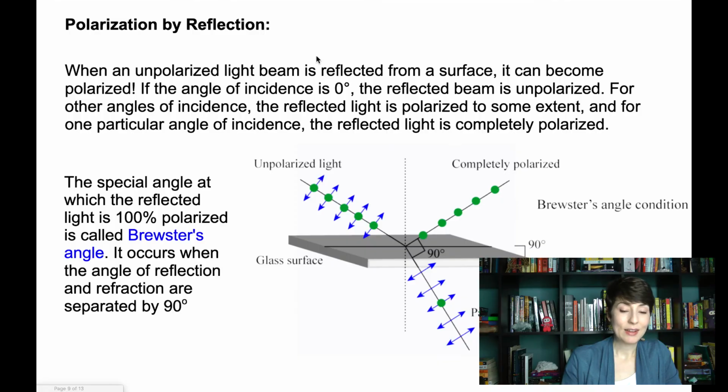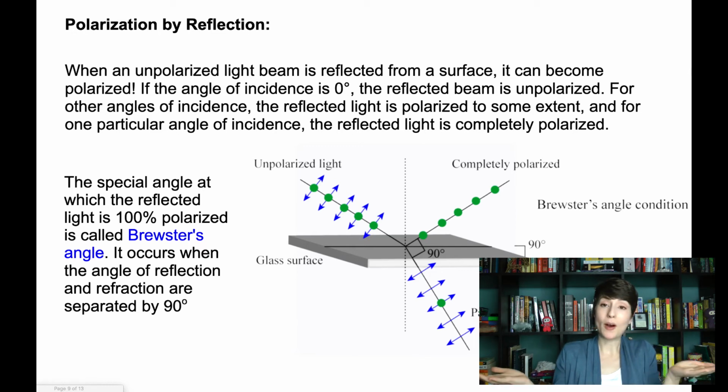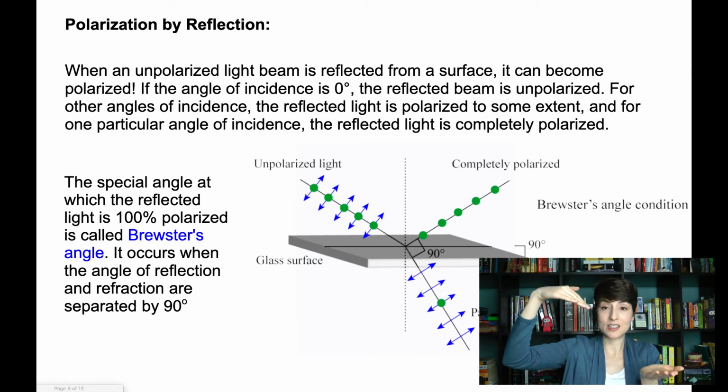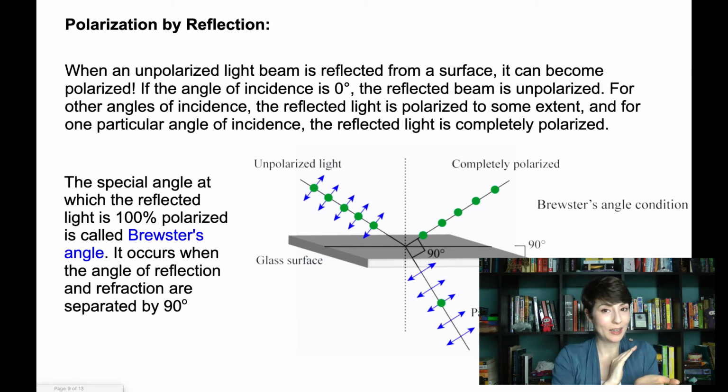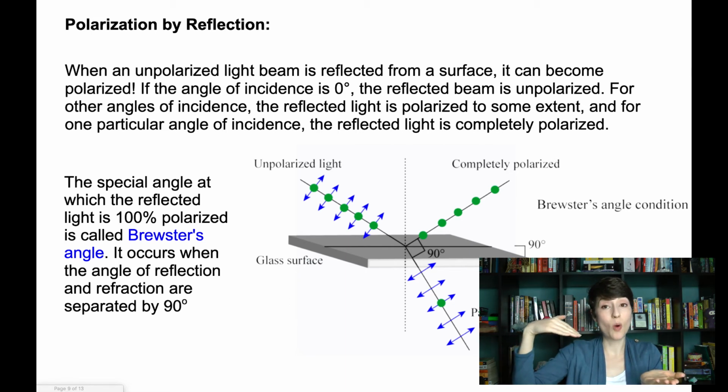Now, as I mentioned before, there are a couple different ways you can polarize light beyond just using a filter. One of the things that can happen is when unpolarized light is reflected off of a surface, it can become polarized along the plane of that surface. For example, let's say we have a body of water and light is reflecting off that body of water. At an angle of incidence of 0 degrees, the reflected light is still unpolarized. As you increase the angle of incidence, more and more of the reflected light will be polarized. There actually exists one particular, special angle where all of the reflected light will be polarized.